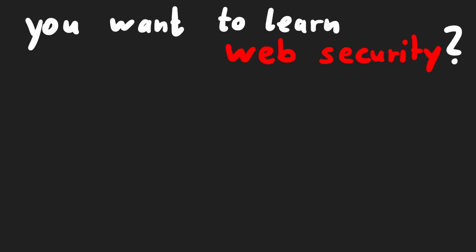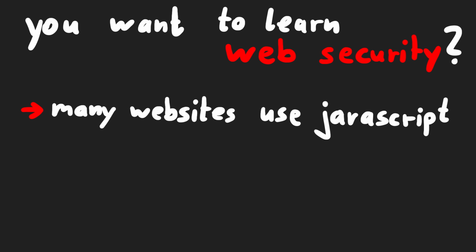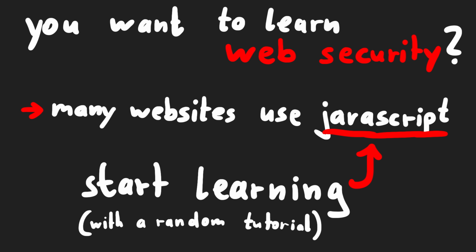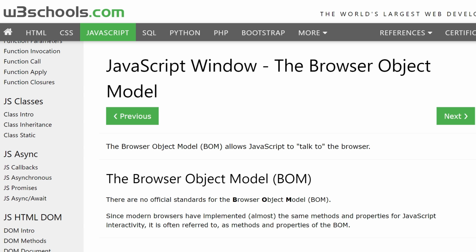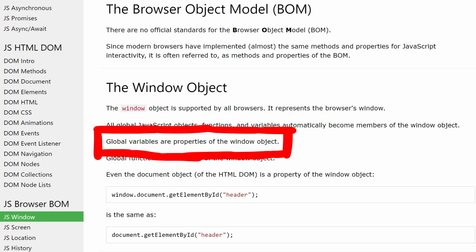So, you want to get into web security and you read that many websites use JavaScript, which means you start to learn JavaScript with some random tutorial that is out there. It really doesn't matter which one. Don't think you have to pay for one. Because most tutorials will probably tell you about global variables being part of the window object. Here, the kinda shitty W3Schools site: global variables are properties of the window object.